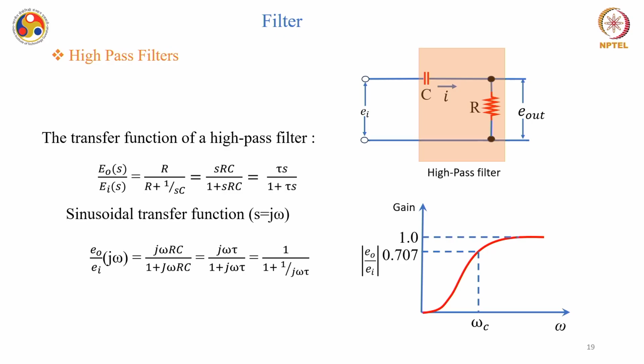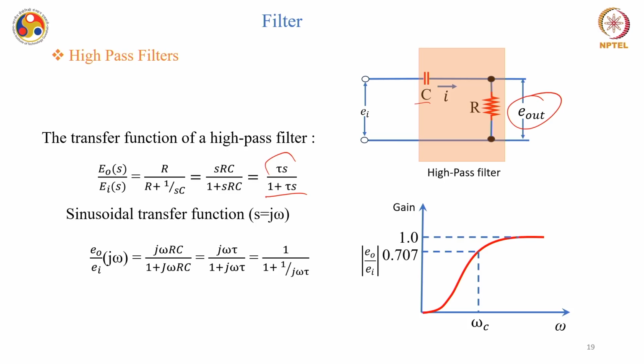However, you may also require filters which only pass high frequency components, and for those kinds of circuits you need high pass filters. So, this is a typical high pass filter. The configuration is something like this: you have this capacitor and you are taking output across this resistor. In this case the transfer function can be written as E naught by EI equals R by R plus 1 by SC, which is equal to tau S by 1 plus tau S. Again, tau is equal to RC here.